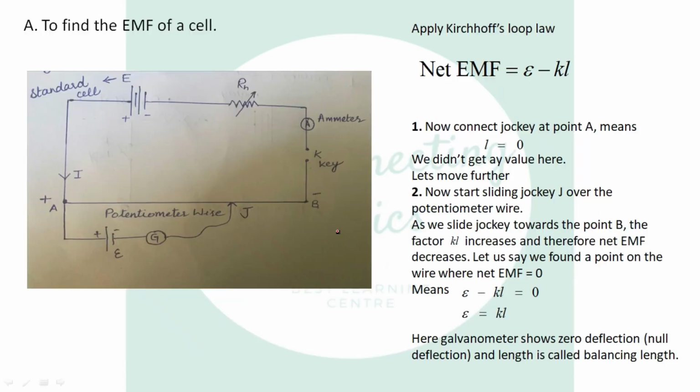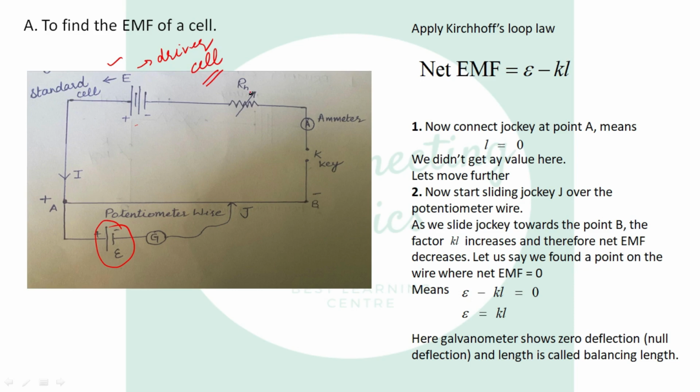Okay. So come to the first application, that is to find the EMF of the cell. The cell for which we are going to measure the EMF, we attach at point A. This is not the cell whose EMF is to be measured. This is the cell whose EMF is to be measured. This is the standard cell. This is the driver cell. This is the part of the primary circuit. This whole is the primary circuit.